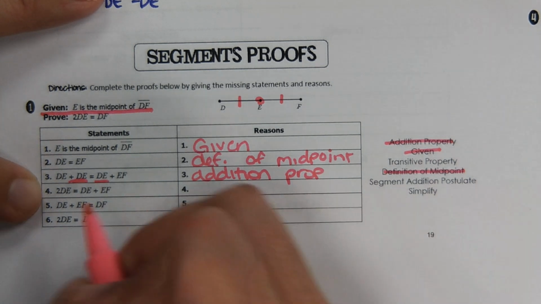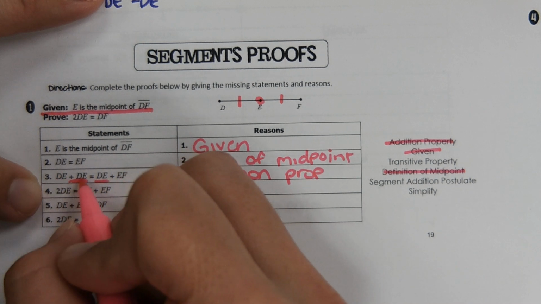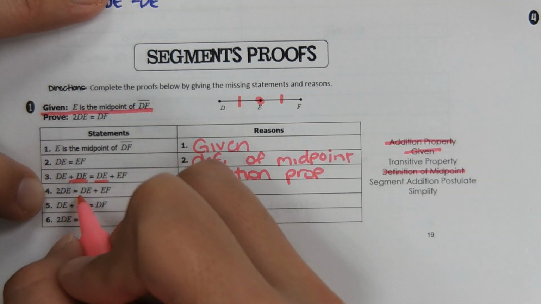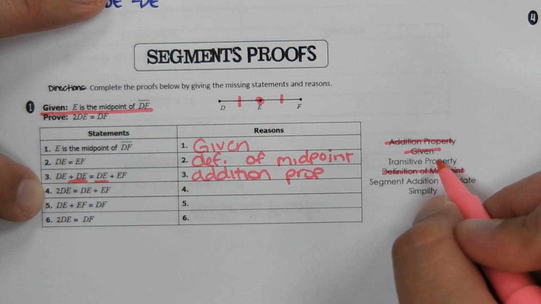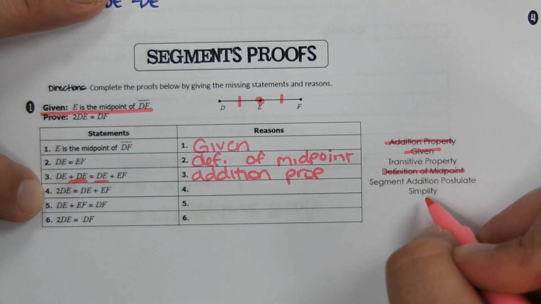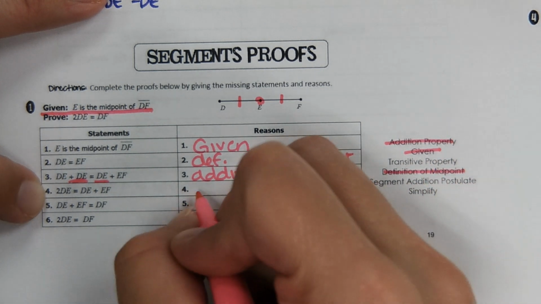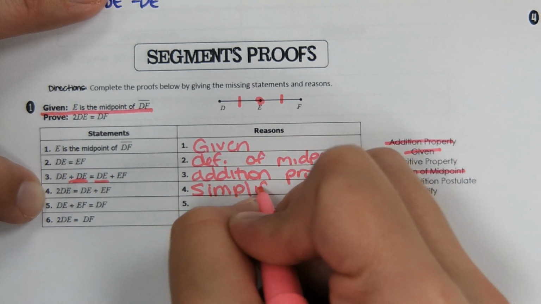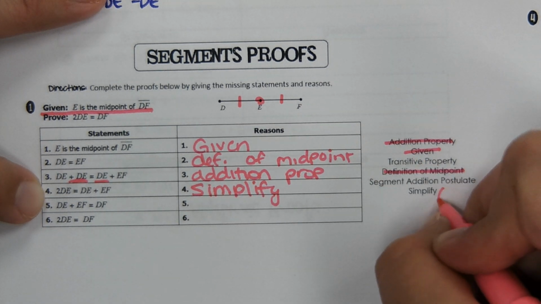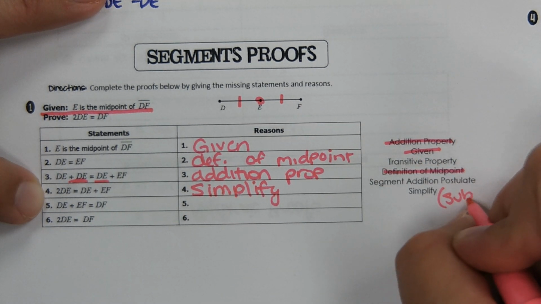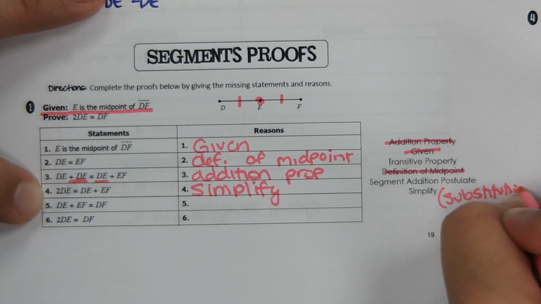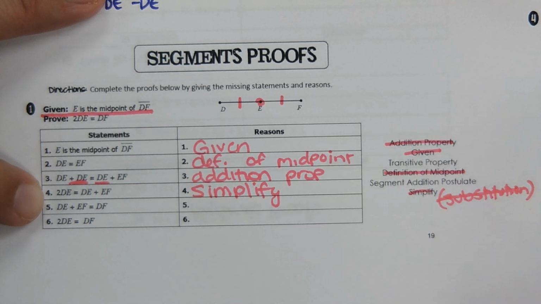Then the next statement, it says 2DE. So they just combined these like terms to get this, and then they left this as is. And I'm looking at my reasons: transitive, segment addition, or simplify. It's got to be simplify. So I'm going to put in simplify. Sometimes on the textbook questions, it calls this substitution for whatever reason. So just be aware of that, but simplify.